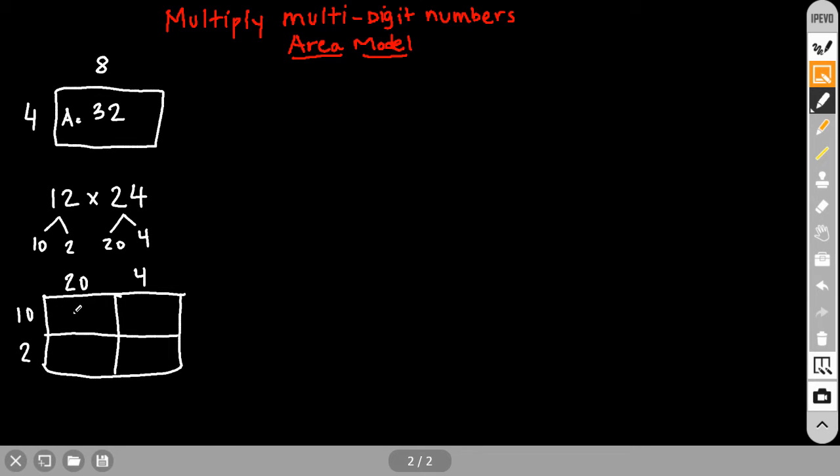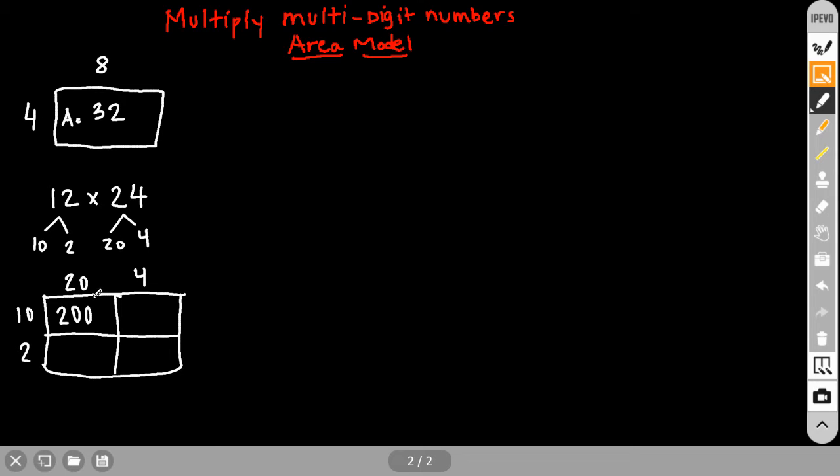So 10 times 20. You do 1 times 2. Forget the zeros for now. 1 times 2, 2. How many zeros do we have between the 2 factors? We have 1 zero here, 1 zero there. So it's 2 zeros. So there you go. 10 times 20 is 200.